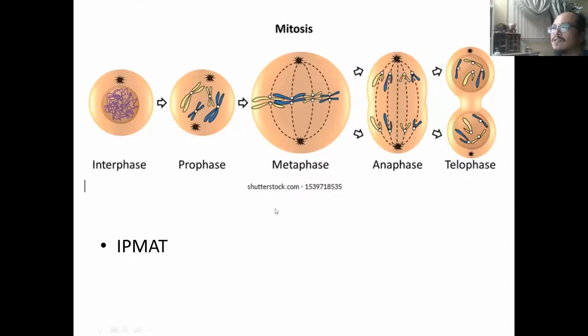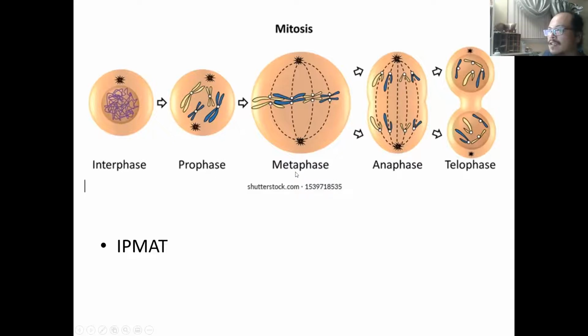Before the mitosis, we have the interphase. This interphase includes G1, S, and G2. S is the stage where we have DNA replication. Then during the prophase, your nuclear membrane becomes dissolved.